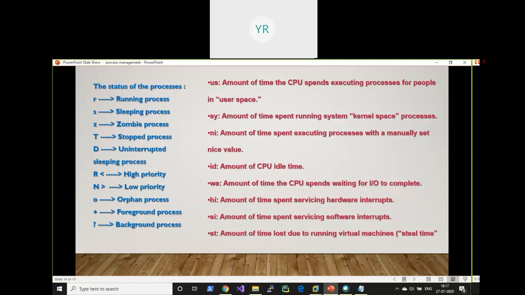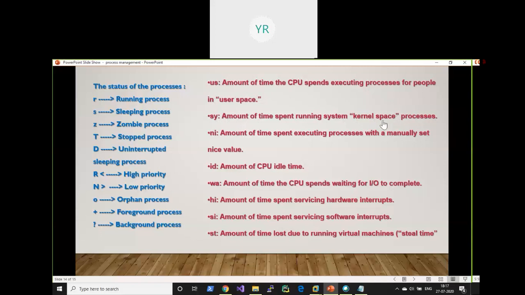You may wonder why everything is a user process and why you need to mention this separately. The second parameter will give you the answer. SY, the second parameter, is system processes. That is the amount of time spent on running system processes using kernel space. So the processor handles user space and kernel space.